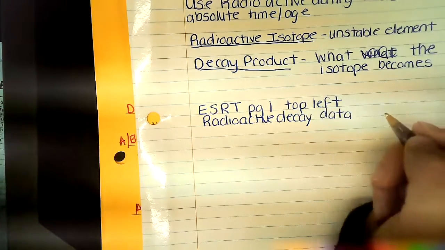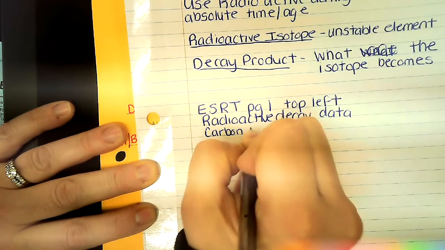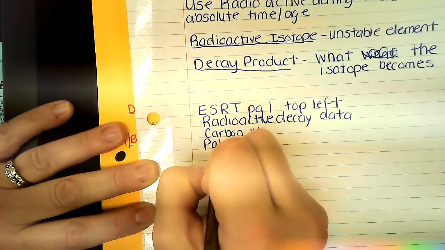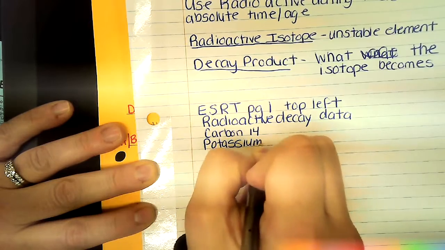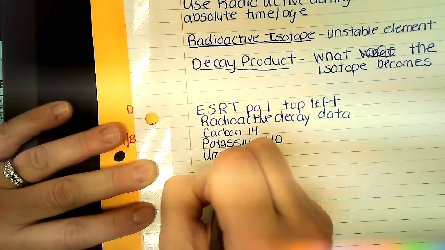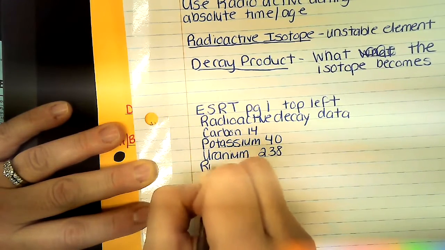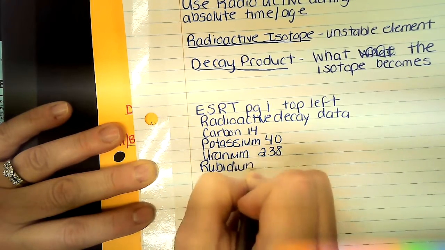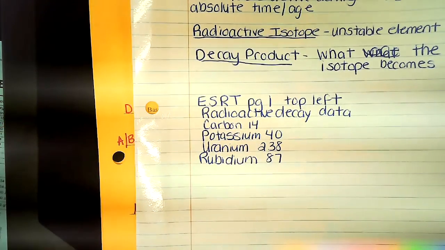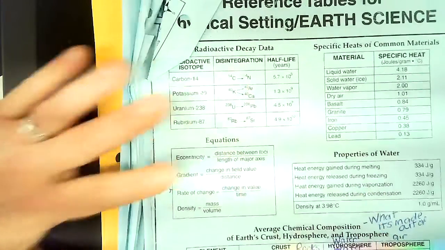On here, they list 4 radioactive elements: carbon 14, potassium 40, uranium 238, and rubidium 87. These are the radioactive isotopes. And you can see in the next column over, it shows what they become. So carbon 14 becomes nitrogen 14.